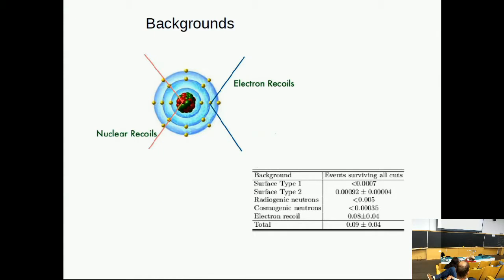I will explain a little bit. Basically, the idea is that you blind your data, you build your model, and you can check your model with some calibration data as well. Then you define a region where you want to do your counting experiment.